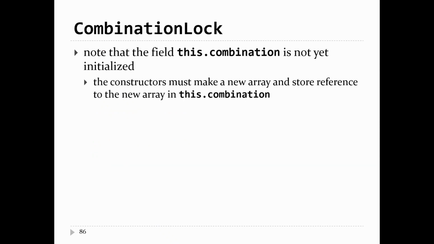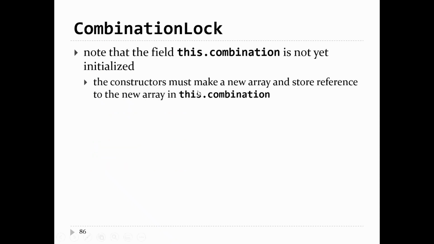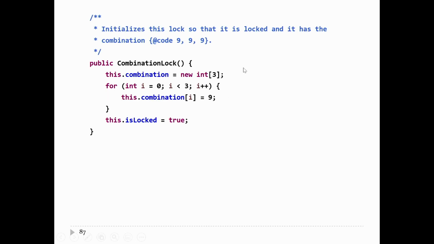Now, remember when you write something like this, when you make a field that's an array or a list or any other object, there's no object yet that's made here. So in other words, combination, you declared it to be an array of int, but there's no actual array yet. That's not the way Java works. Java does not make an array for you automatically. So in your constructor, you're going to have to make an array and store it in combination. So all of your constructors are always going to be making new arrays as follows.